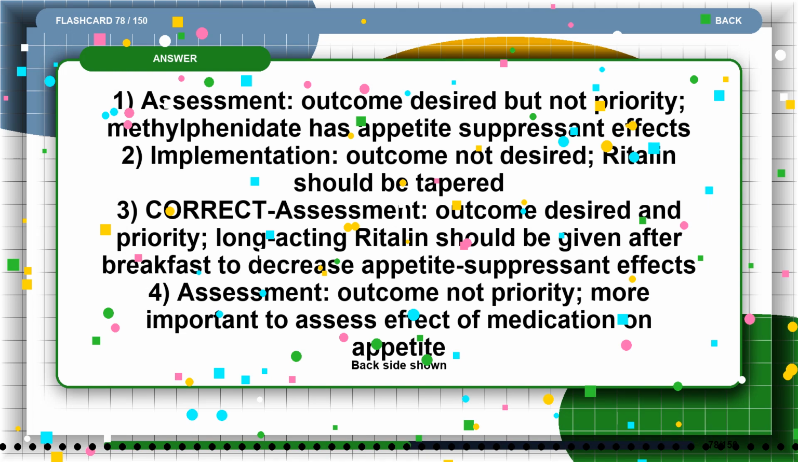The answer is 1. Assessment, outcome desired, but not priority. Methylphenidate has appetite suppressant effects. 2. Implementation, outcome not desired. Ritalin should be tapered. 3. Correct assessment, outcome desired, and priority. Long-acting Ritalin should be given after breakfast to decrease appetite suppressant effects. 4. Assessment, outcome not priority. More important to assess effect of medication on appetite.